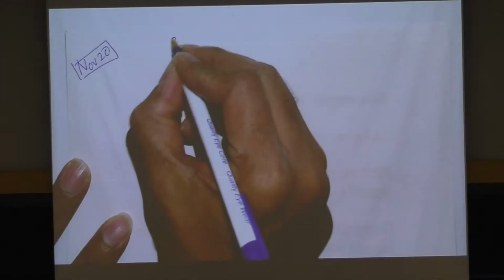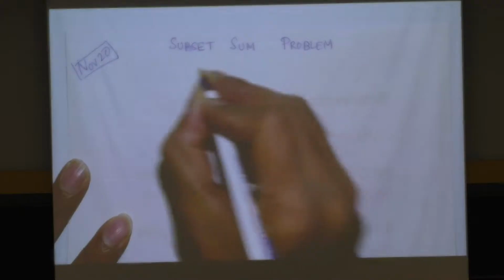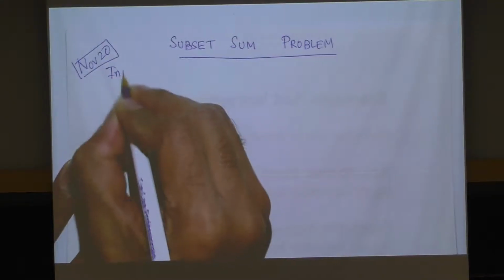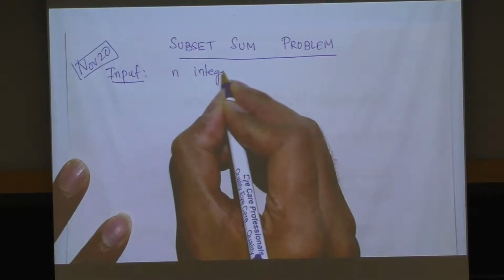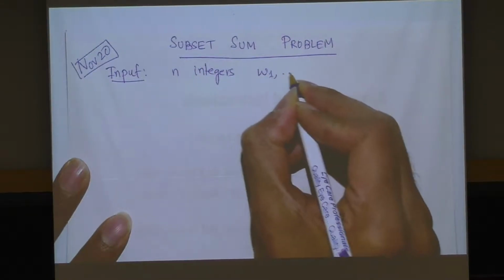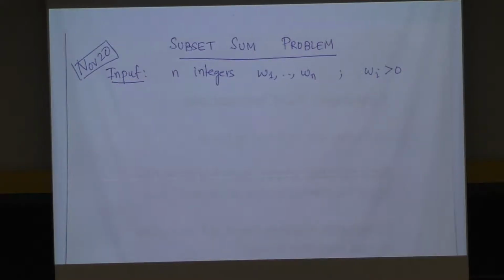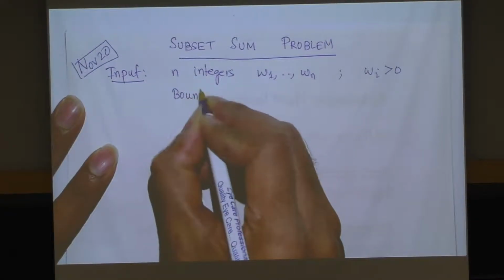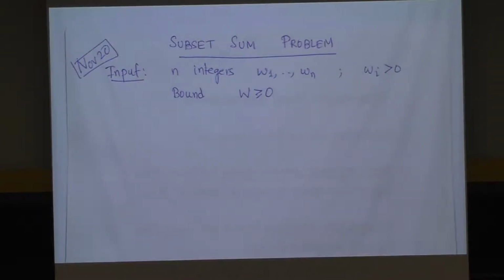So as I mentioned, this problem is called the subset sum problem. And so here's the mathematical problem that we like to solve. Your input are, say, n integers, W1 all the way up to Wn. And we'll assume that these are strictly positive. You're also given another integer or even a real number, another bound, capital W, which is non-negative. So it's greater than or equal to 0.